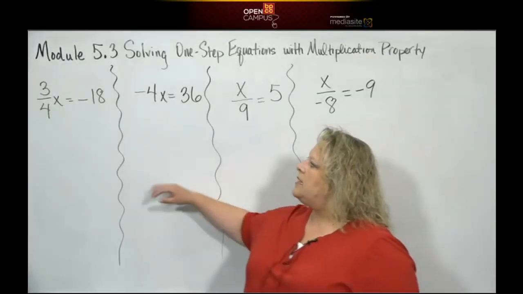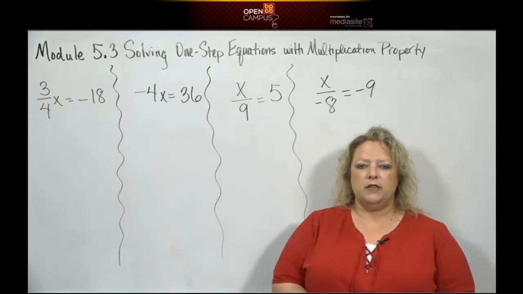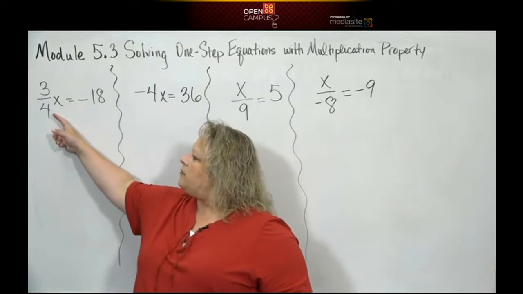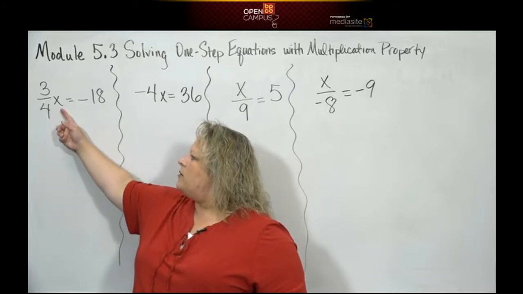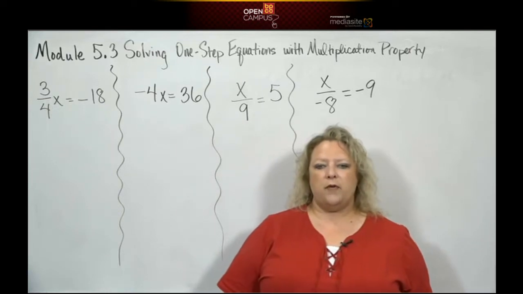So this is the next part of Module 5.3, and that's actually solving equations using the multiplication property. So let's look at our first problem. We have 3/4 x is equal to negative 18. That means 3/4 times some number is equal to negative 18. So how am I going to solve that?